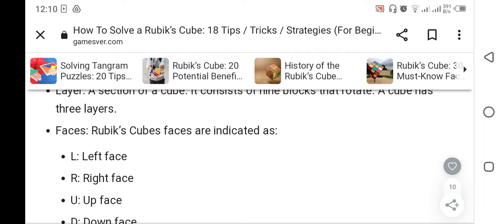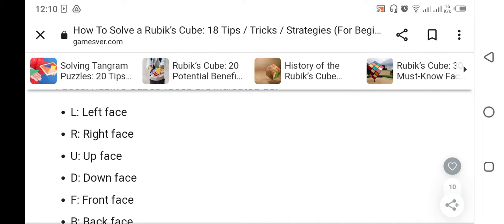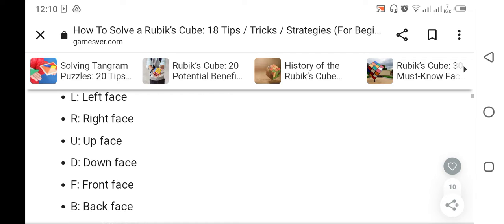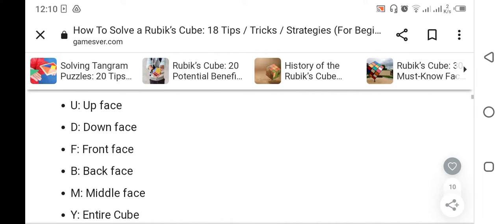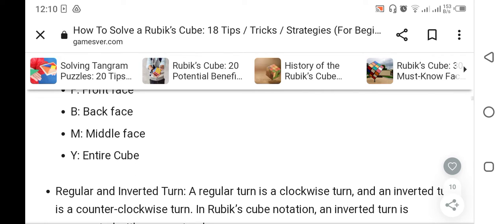Faces. Rubik's Cube faces are indicated as L, left face, R, right face, U, up face, D, down face, F, front face, B, back face, M, middle face, Y, entire cube.